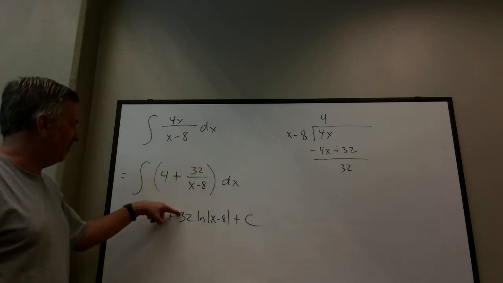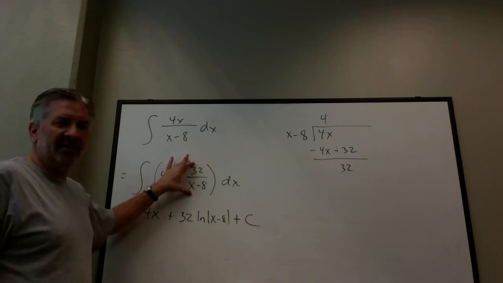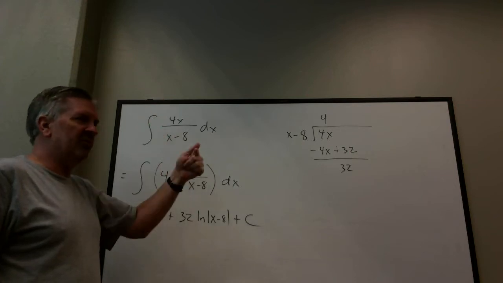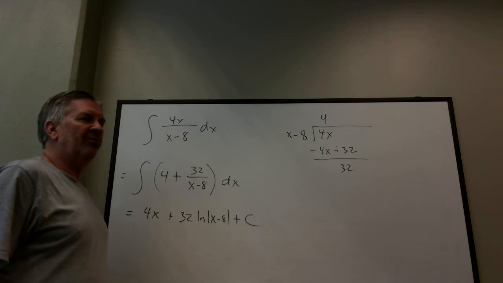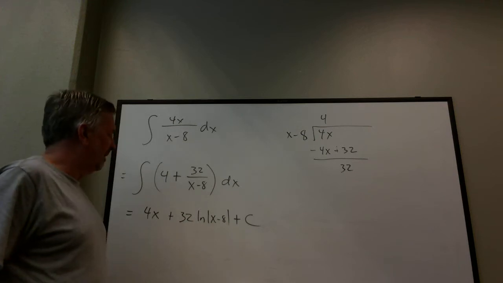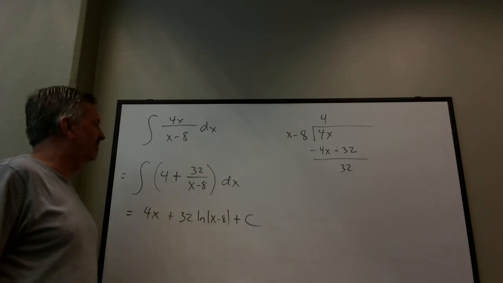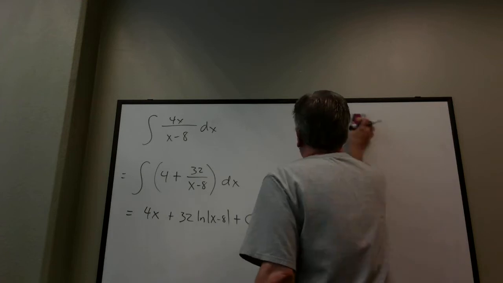So again, I'll pull the 32 out. The integral of 1 over x minus 8, if you let u be x minus 8, that's a linear substitution. So if it were just 1 over x, the integral would be natural log absolute value of x. So the integral of 1 over linear is natural log absolute value of linear, but you adjust for the slope, which is just 1. So that one's actually not hard. I just wanted to remind you about the long division.